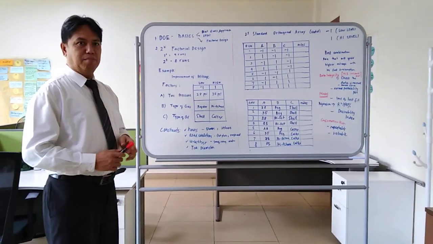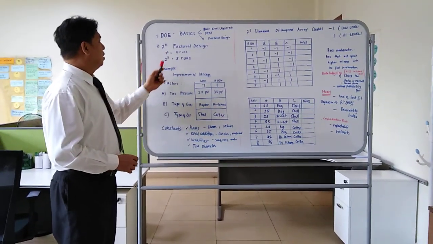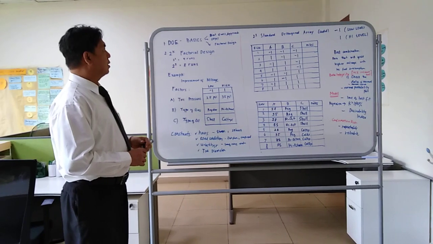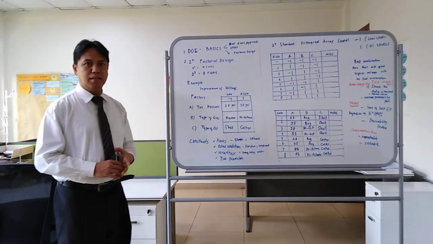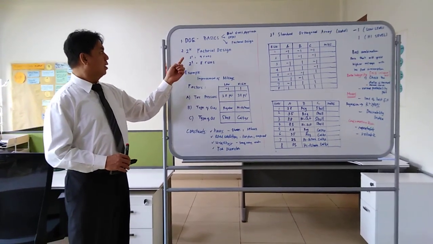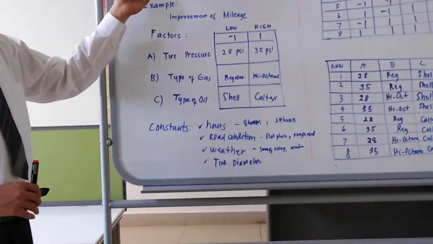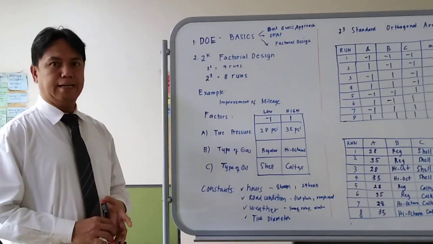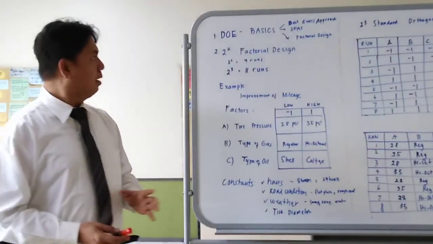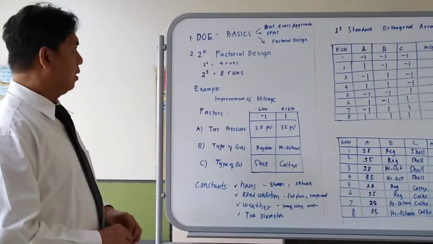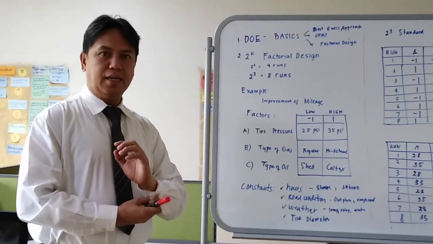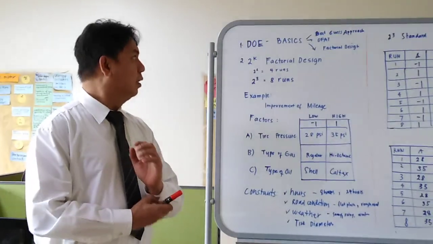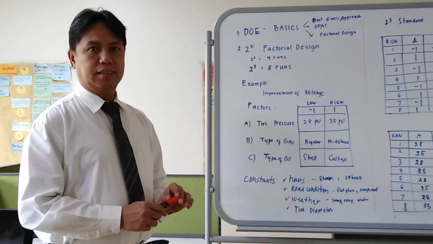The topic for today is about design of experiments. We are going to discuss a little background about design of experiments, and the other topic is the 2K factorial design. It is a tool used for improvement, for data gathering, and for data analysis.